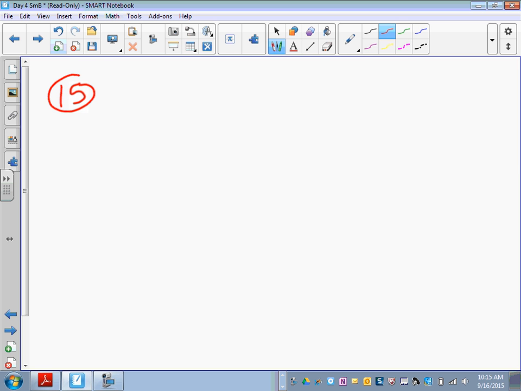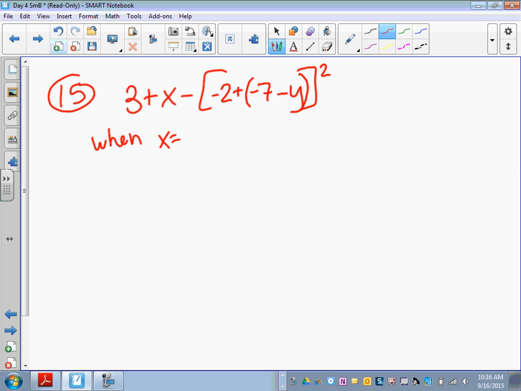Alright, number 15, we have 3 plus x minus the quantity. Notice I said the quantity when I'm using any type of parentheses. Negative 2 plus the quantity, negative 7 minus y, and quantity squared, when x equals 1/2 and y equals negative 6.